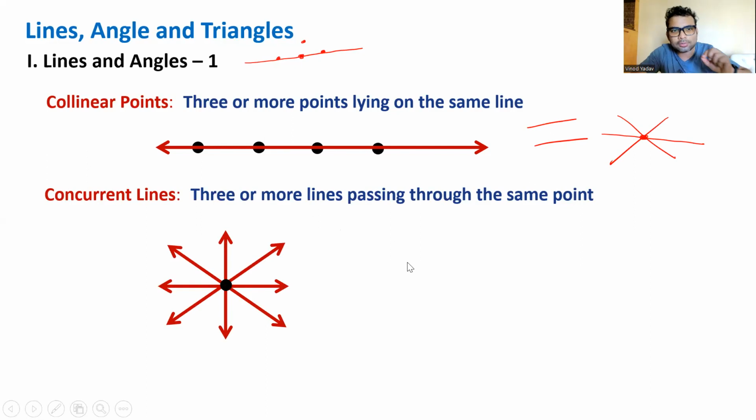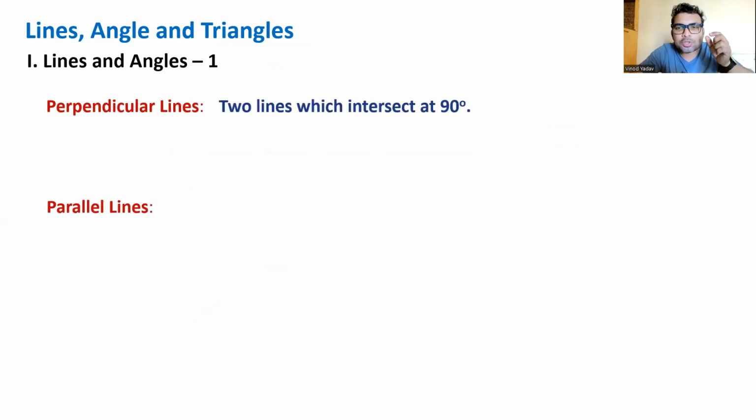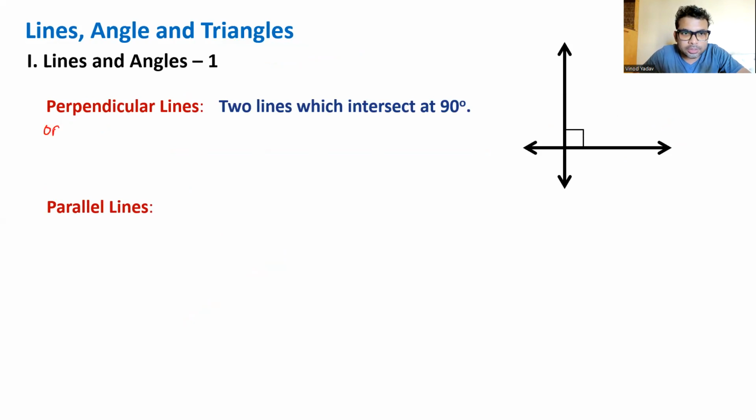I'm sure you're making the notes simultaneously, which will be your best reference every time you attend the lecture, and for all the revision purposes. Perpendicular lines. The word is very easy. Lines which intersect at 90 degrees are called perpendicular lines. And by the way, there is one more word for perpendicular which you should be aware of: orthogonal.